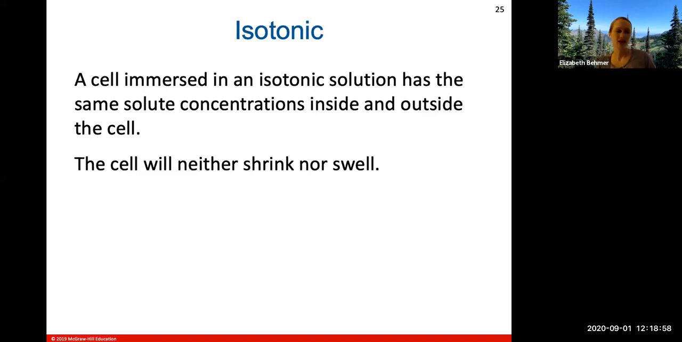This is what we want our cells in our body to be placed in, an isotonic solution, because this will not cause your cells to split apart or decrease in size.